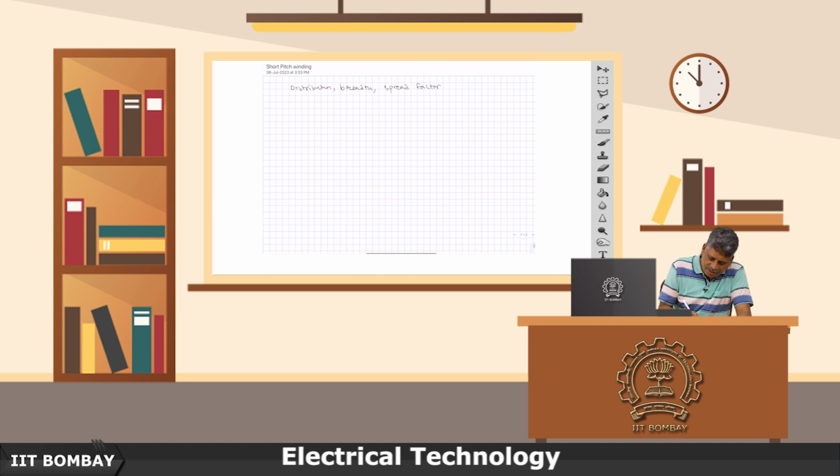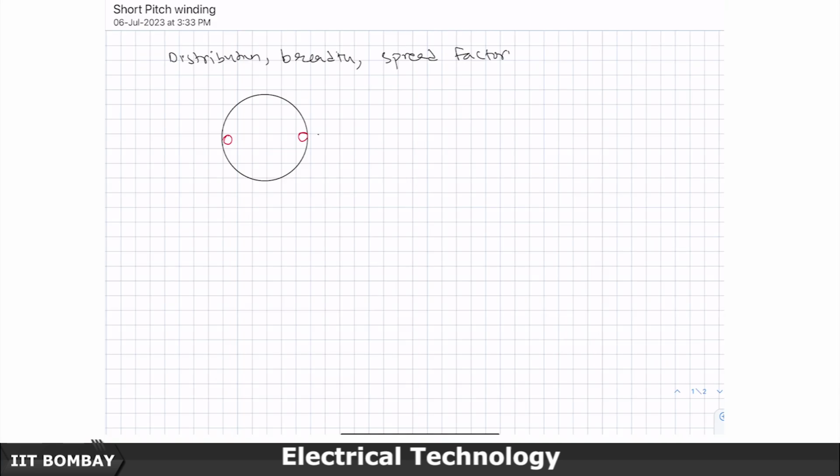The idea was that if you have, let us say, concentrated winding here, so all the N turns are concentrated here, and the EMF per turn is E t, then if all the turns are concentrated in one place, and like this we have N turns here, then the net EMF which will be generated will be N times E t. But then what happens here?